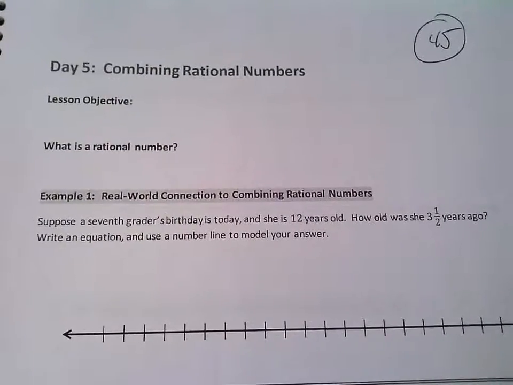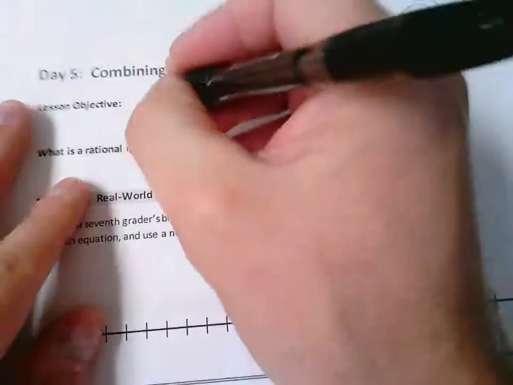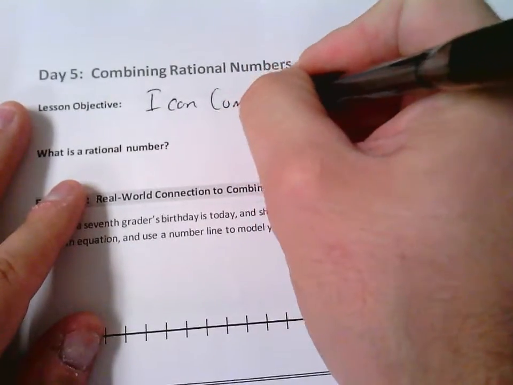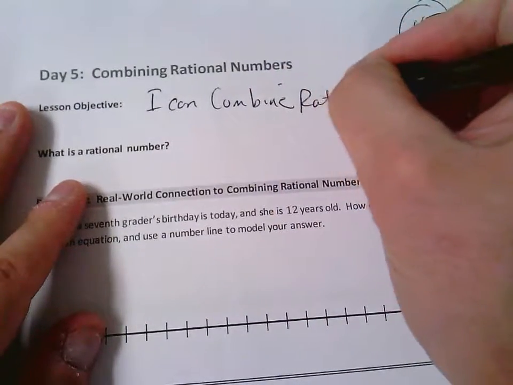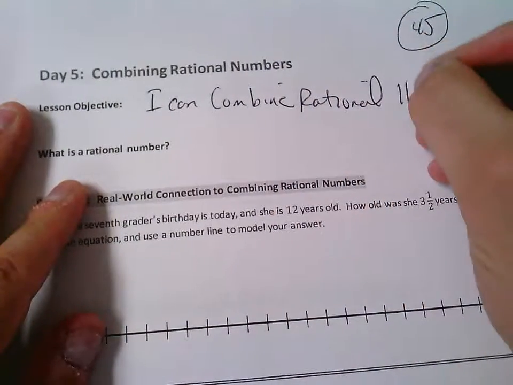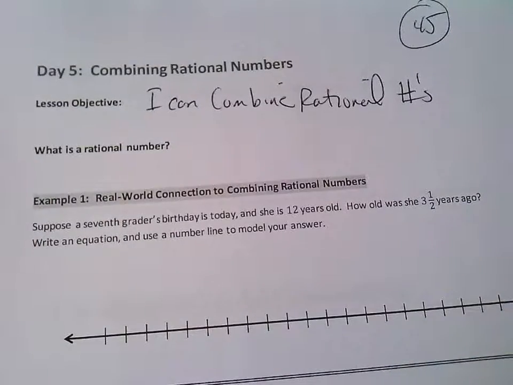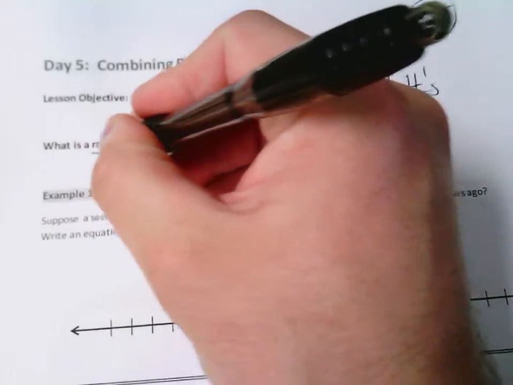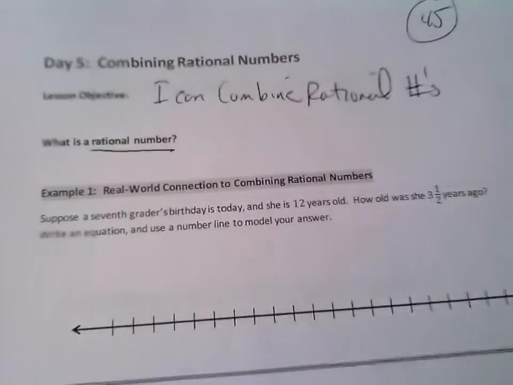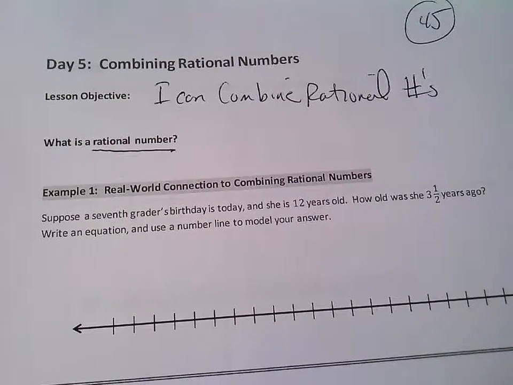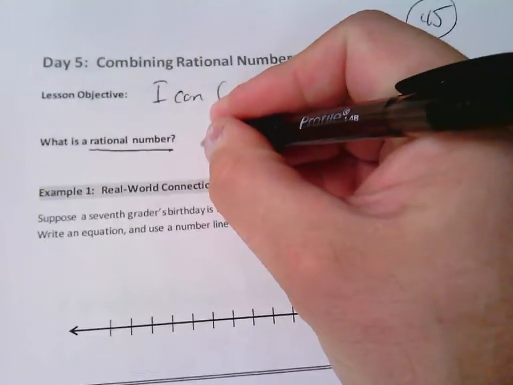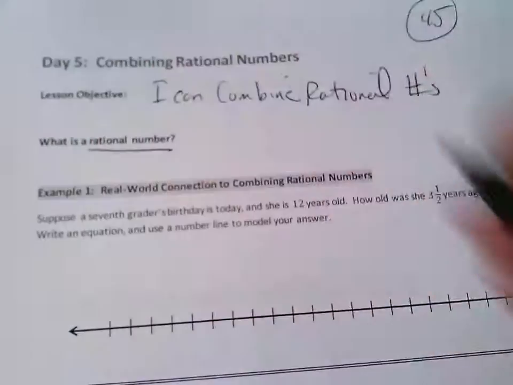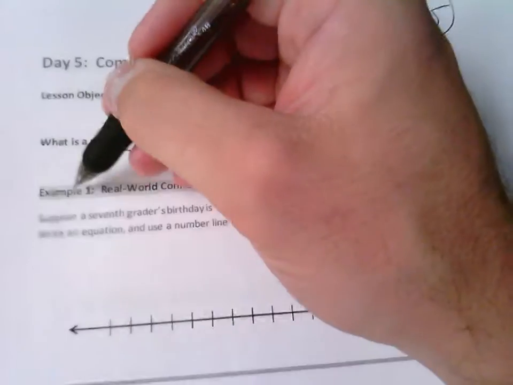And today's lesson objective: I can combine rational numbers. So when we think about what a rational number is, we're going to have that discussion in class at the beginning. But basically, it's any number that, if you think about somebody that's acting rationally, well, I'll talk about that in class anyways. So we'll move on to example number 1.